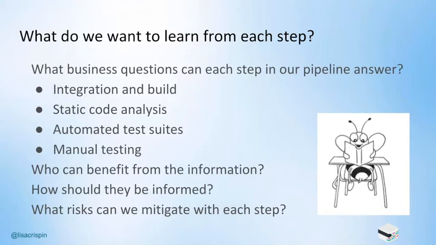And as we're thinking about this, for each stage in the pipeline, who can benefit from that information? Who needs to know it? How should they be informed? A lot of times the build will send automatic emails or Slack messages to people, especially for failures. And are we mitigating risk with each one of these steps? There's a lot more we can learn. And if we're not learning anything from it, then question why we are having it.